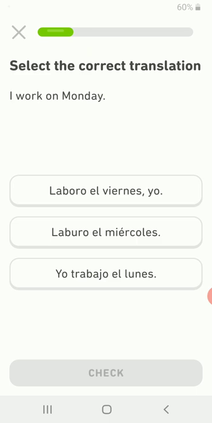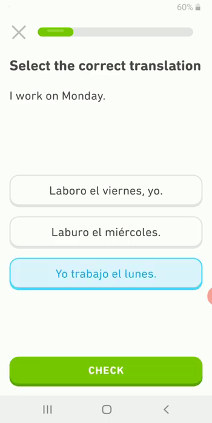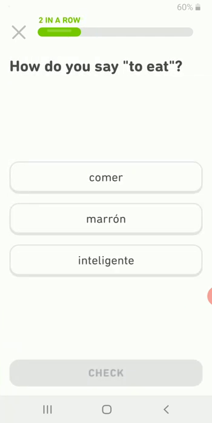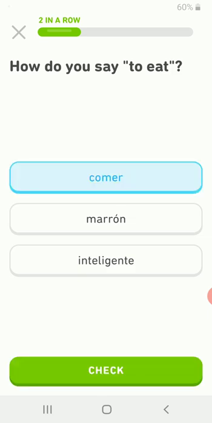Select the correct translation. I work on Monday. Laboro on Monday. So, lunes is Monday, if you remember from our previous lesson. Yo trabajo el lunes. So trabajar is the verb to work. How do you say to eat? Comer. Marrón is the color brown, and inteligente is intelligent.